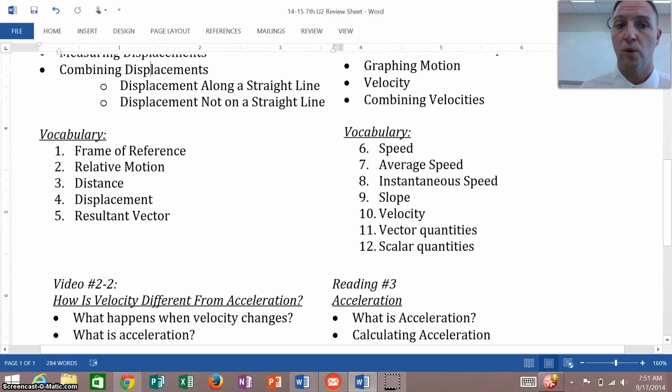Vocabulary: frame of reference, relative motion, distance, displacement, resultant vector. We've just talked about those a lot. Make sure you use the Quizlet to quiz yourself. It's all the definitions straight from the book.